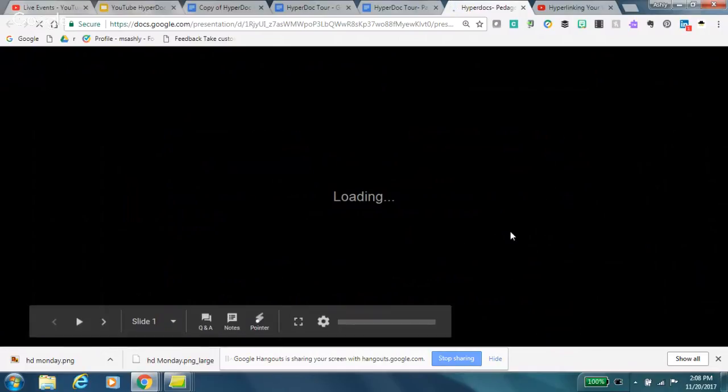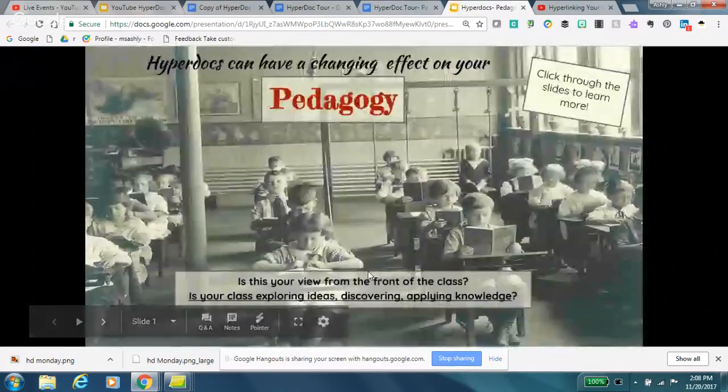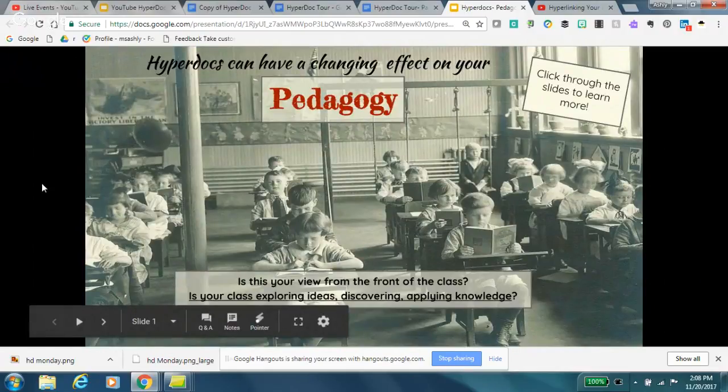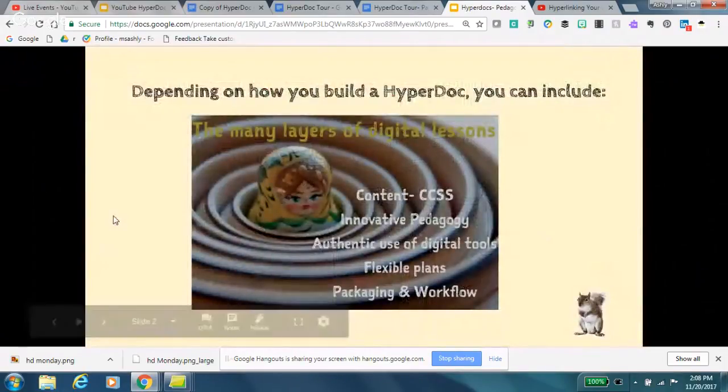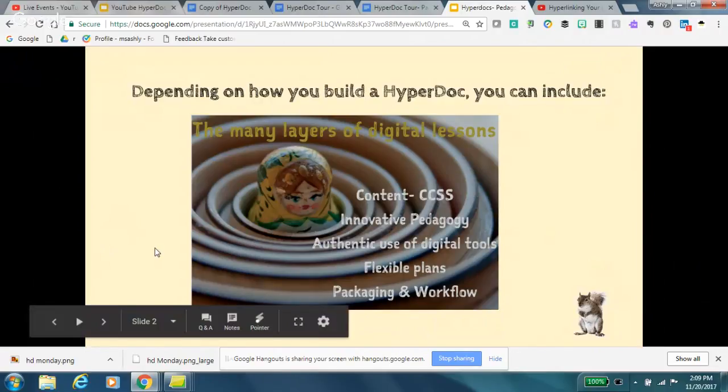And then I just wanted to show this little slide section. HyperDocs can have a changing effect on your pedagogy. Is your view from the front of the class? Is your class exploring ideas, discovering, applying knowledge? Depending on how you build a HyperDoc, you can include many layers of digital lessons. Every lesson I do is based on content standards, and usually we hit several. It's innovative pedagogy, authentic use of digital tools, flexible plans, packaging, and workflow.